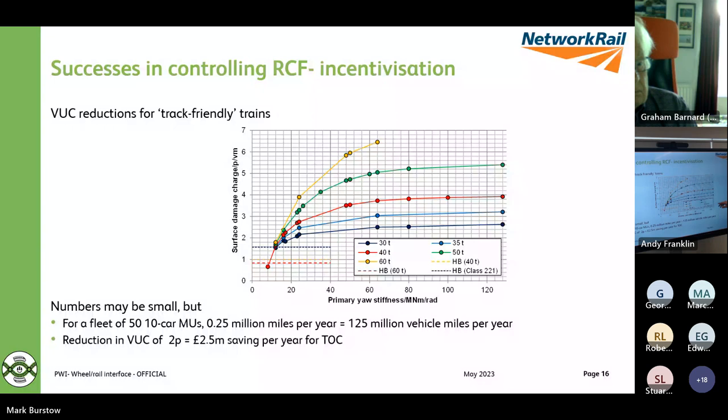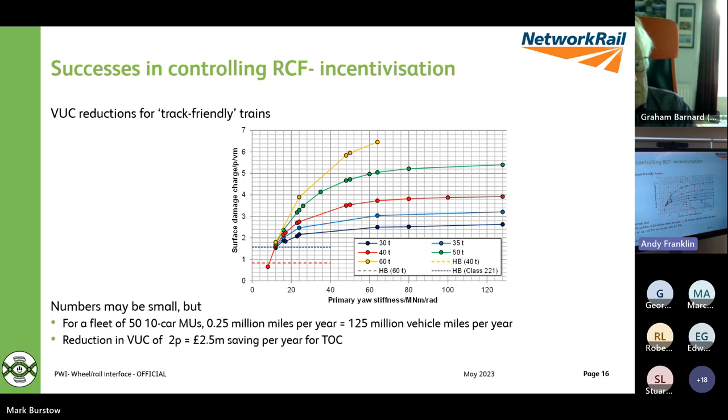So the graph shows primary yaw stiffness on this axis and the component of the variable usage charge you pay in the surface damage term as a function of that. This axis is in pence per vehicle mile. It's not very much. But if you can move your suspension stiffness from here down to here, you're going to save yourself 2p a vehicle mile.